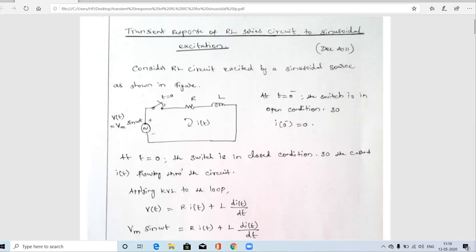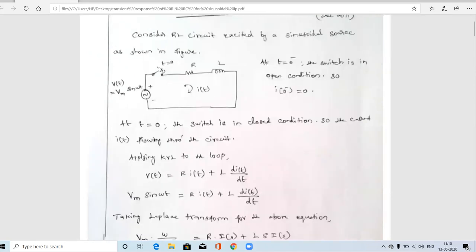Here the RL circuit is not directly connected to the sinusoidal source, so we connect it using a switch. We consider the time t equal to 0 minus, when the switch is in open condition. At that condition no current flows through this RL circuit, so the value of i of 0 minus is 0. At time t equal to 0 we close this switch.